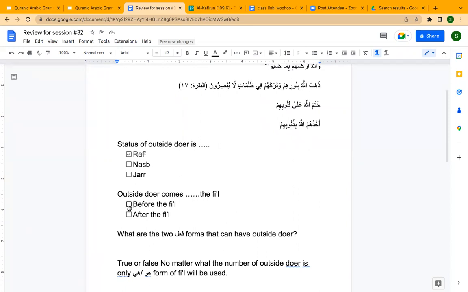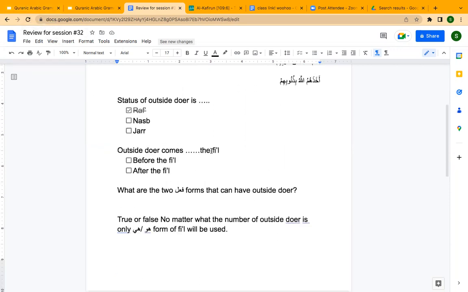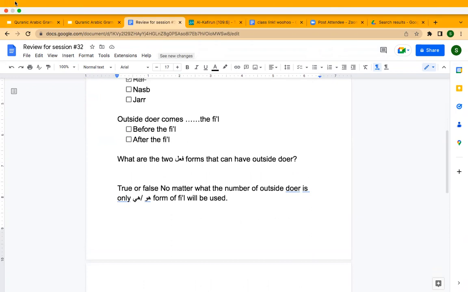Does the outside doer come before the fail or after the fail? What do you think about the position? It has to be after the fail. It can never come before the fail. Otherwise, it is not going to be called an outside doer. For it to be called an outside doer, it has to be after the fail. Very well done.